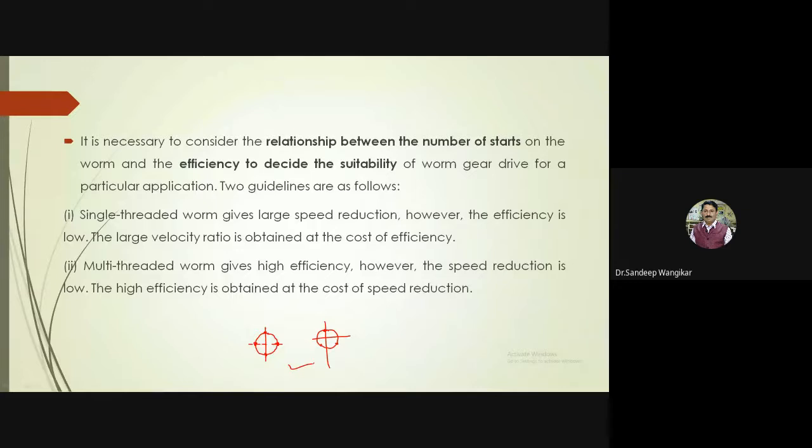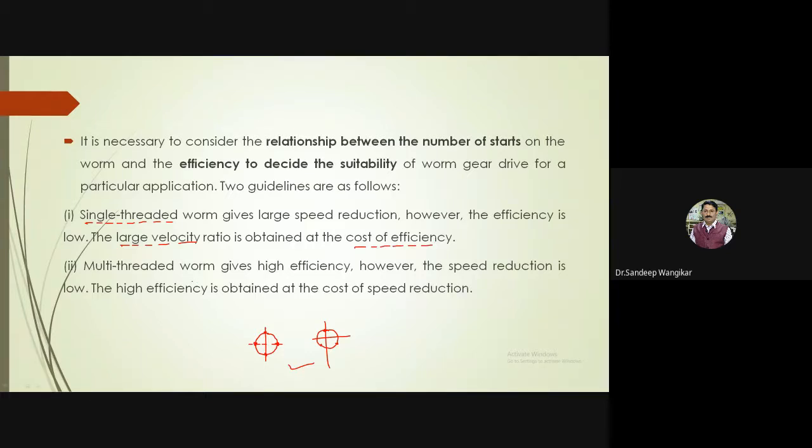So, single threaded, two guidelines are given in this case. A single threaded worm gives a large speed reduction. However, efficiency is low. The large velocity ratio is obtained at the cost of efficiency. So here, as far as power transmission is concerned, if we use the single threaded worm gear, then we will get a large velocity ratio, but at the cost of efficiency.